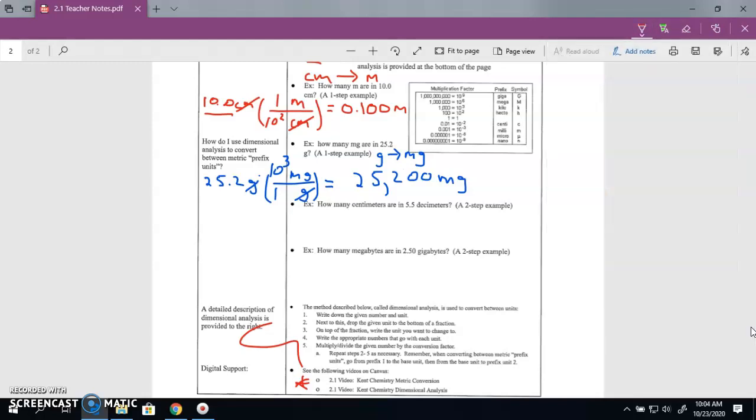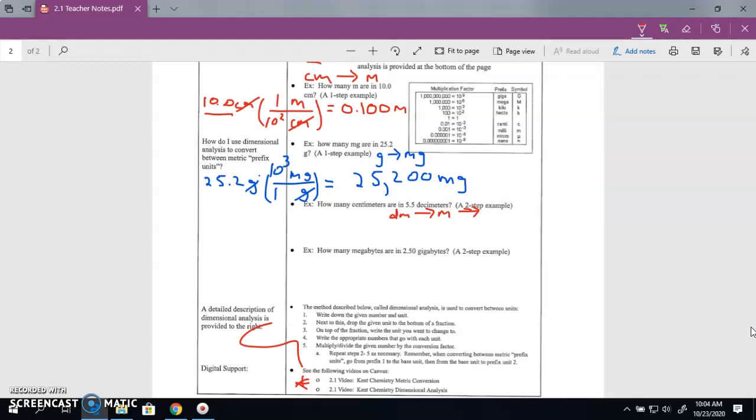Okay, here's another example. You can see this is going to be a two-step example though. We start by laying out our plan. We're given decimeters and we're asked to go to centimeters, but we can't directly go from one prefix unit to another prefix unit. We always have to convert to a base if we're starting with a prefix and asked to convert to a prefix.